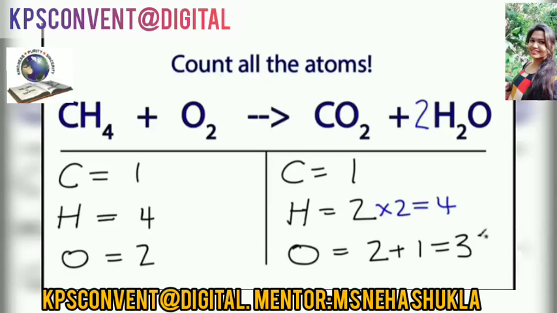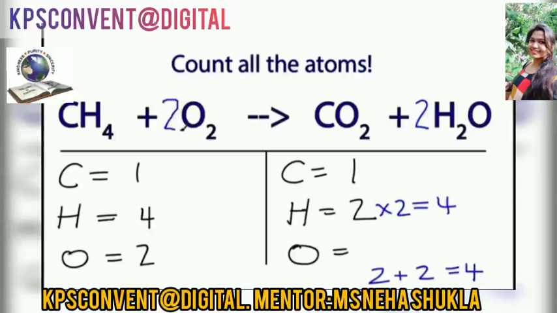But now I have 2 oxygens plus 2 times 1, 2 oxygens. That gives me a total of 4 oxygen. But that's good, because now if I put a 2 right here and change this coefficient, 2 times 2 equals 4, and now everything is balanced.